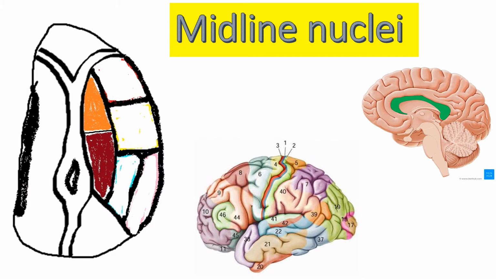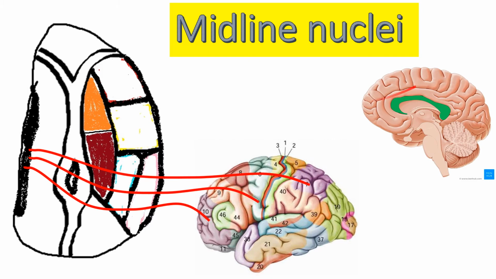Then moving to the next one. Here you can identify the midline nucleus is connected to the frontal lobe over here, and to the precentral gyrus, area number 4 and 6. So from all the cerebral cortex, medial surface.